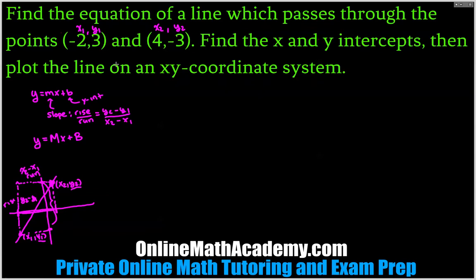Okay, so we're going to go with how we labeled them, and if we're finding the slope, which is m, we're doing this. M equals y2 minus y1, so y2 is negative 3, y1 is 3, over x2, which is 4, minus x1, which is negative 2.